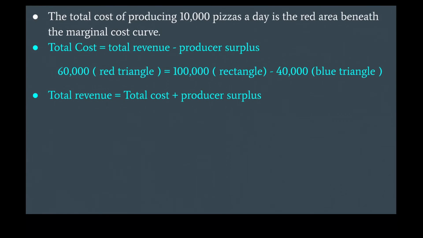The total cost of producing 10,000 pizzas a day is the red area beneath the marginal cost curve. The total cost equals total revenue minus producer surplus. So the total cost here is $60,000, that is the red triangle, which equals total revenue, the $100,000 rectangle area, minus the producer surplus, which is $40,000, the blue triangle. So the total revenue can be calculated by adding total cost plus producer surplus, which is the profit.